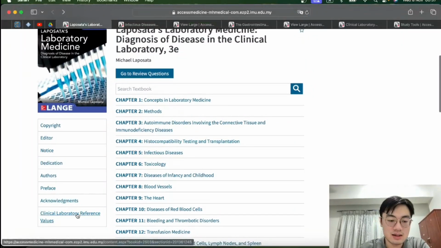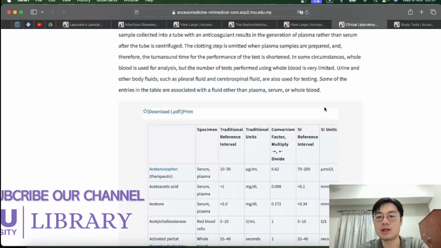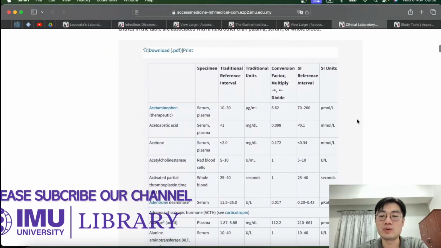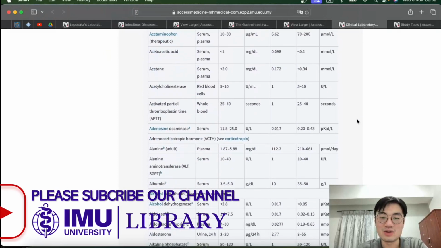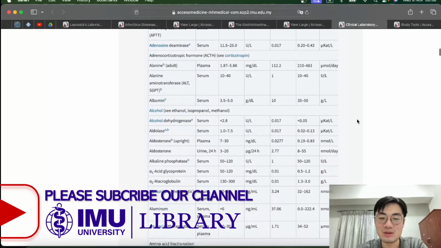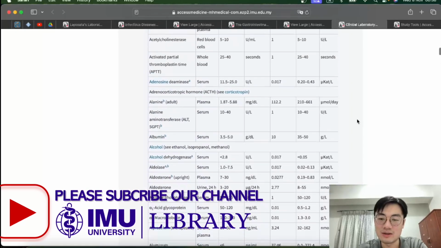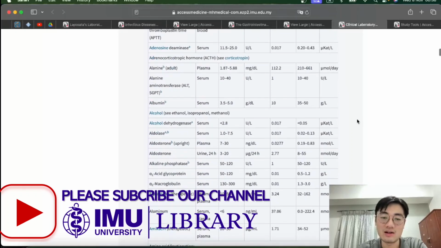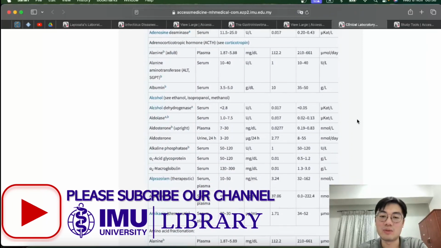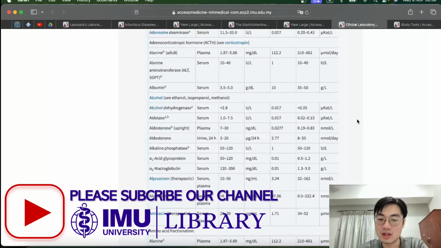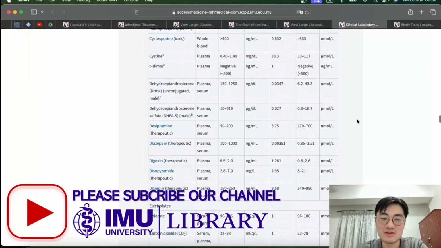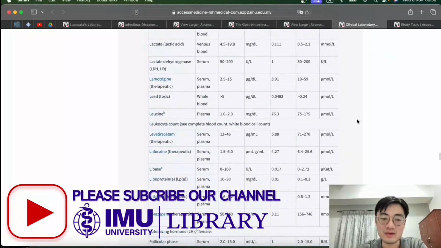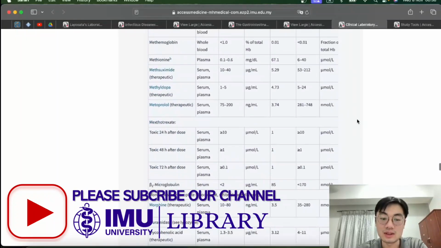What's very interesting about this book is that it has this tab here, clinical laboratory reference values. When you click on it, it will bring you to this page. This page gives you the entire list of things that you can test in the laboratory, all the substances that you can send to the laboratory to test in a person, and their normal ranges, which is very helpful if you want to look for a particular substance and know its normal range in our human body. It's a very, very long list of every single substance.